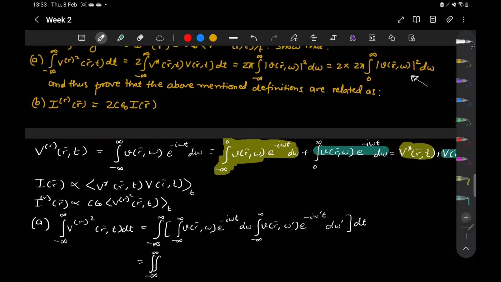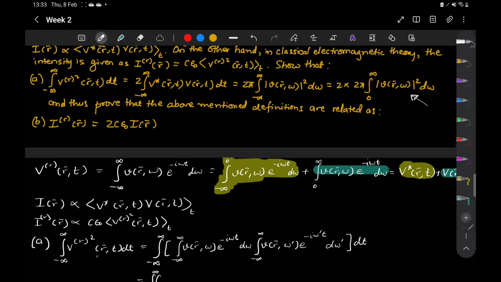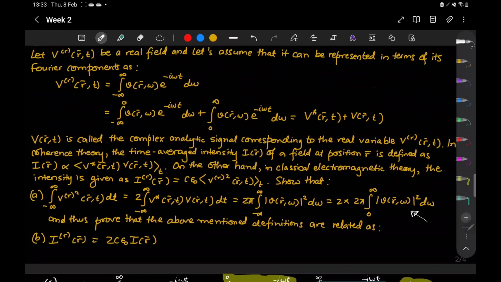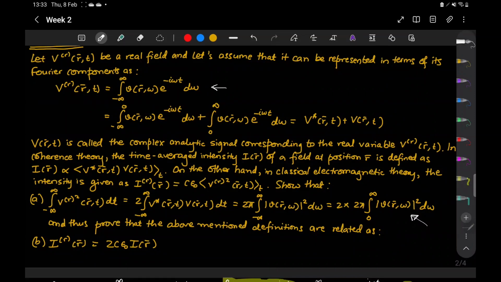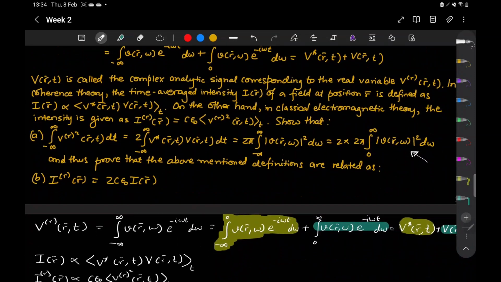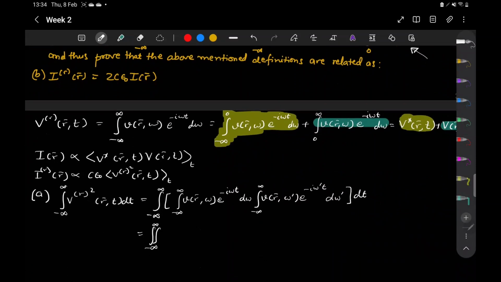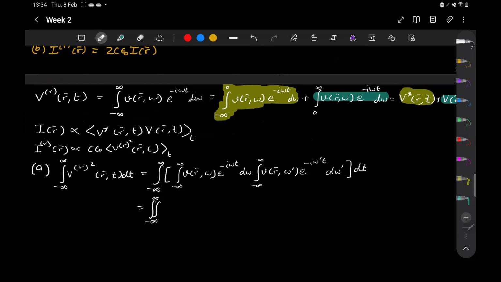So all that I have done is represented this real field in a Fourier component form as we are given over here, and then taken a square of that. Square of that means you multiply it with another integral. So this gives us two integrals over d omega and d omega prime, and then an integral over time dt.